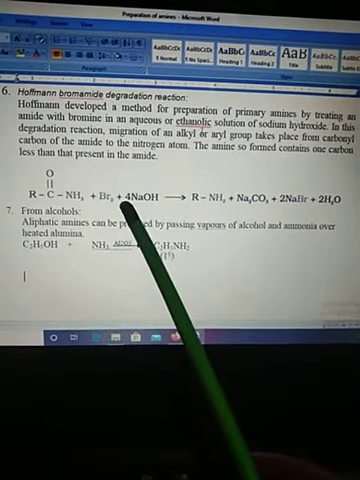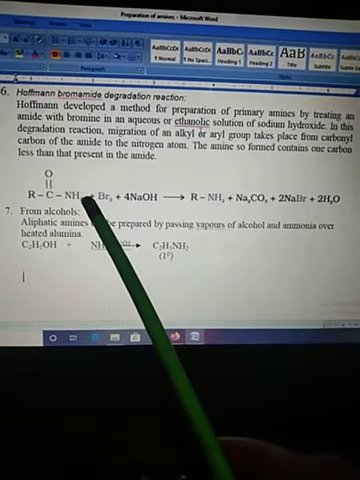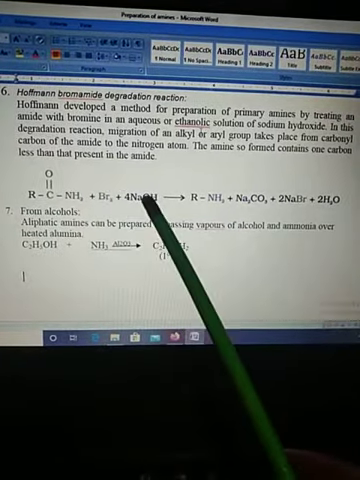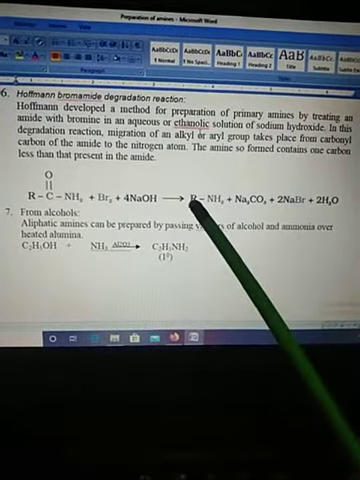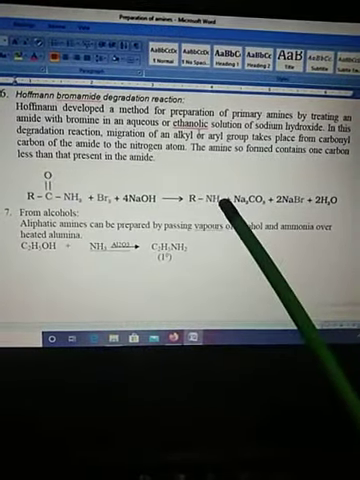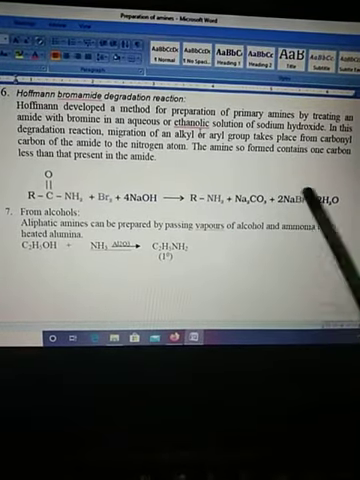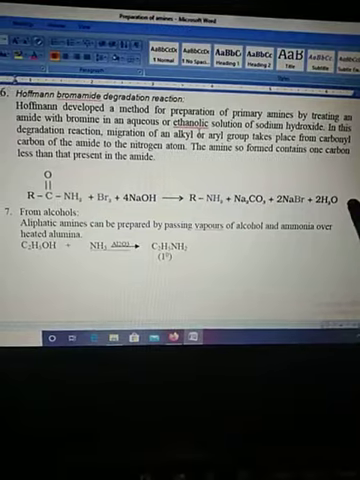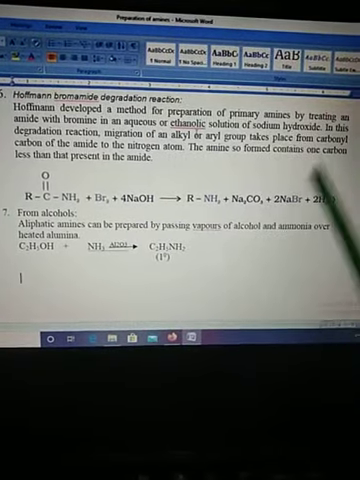So what will happen? This CONH2 group, when you treat with bromine and sodium hydroxide, this CO group will be removed and it will form RNH2, which is a primary amine, plus sodium carbonate plus NaBr plus 2H2O. This is the reaction for Hofmann bromamide degradation reaction.